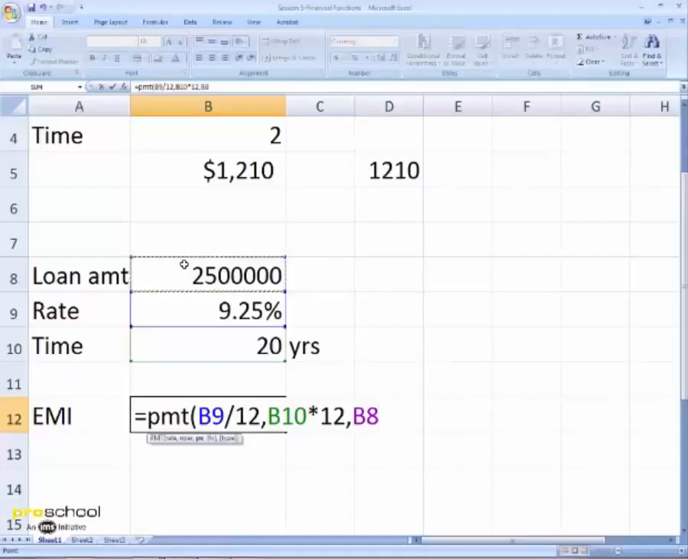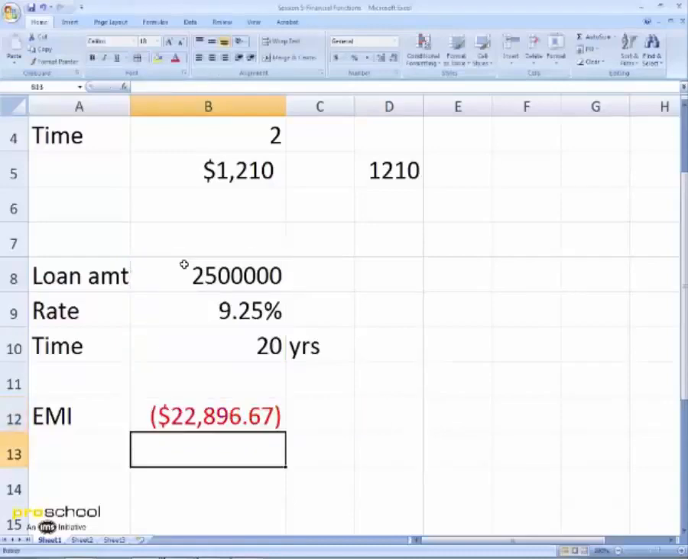If I ignore them, FV by default is taken as 0, which means at the end of 20 years I am repaying the entire loan. The future value of the loan at the end of the 20th year is 0. So I'll keep the default value and close this. I get a negative 22897.